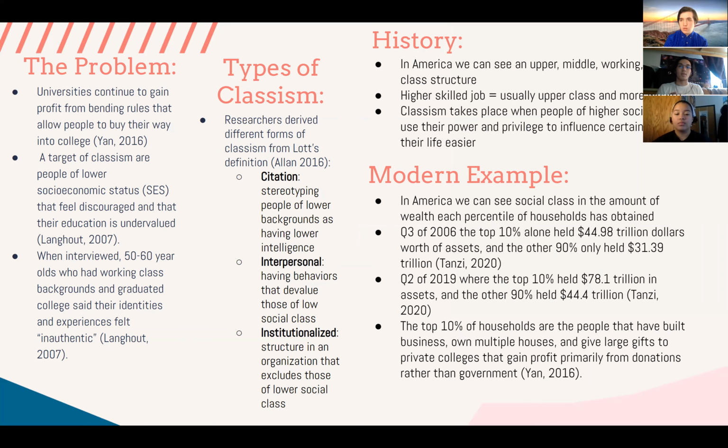And then we can see that that gap in wealth grew tremendously in Q2 of 2019, where the top 10% held 78.1 trillion. You can see there's a huge increase. And then the other 90% had only 44.4 trillion, which is not as big of an increase, but there was still an increase. But we can see the disparity between the 10% and the 90% still having giant gaps in between their growth.